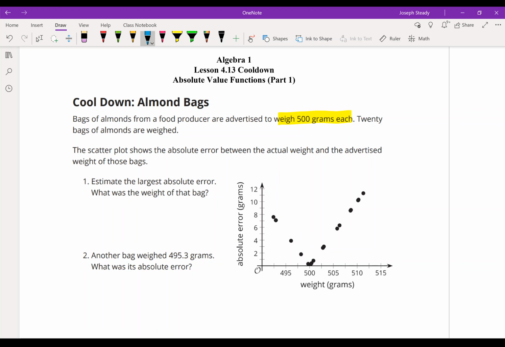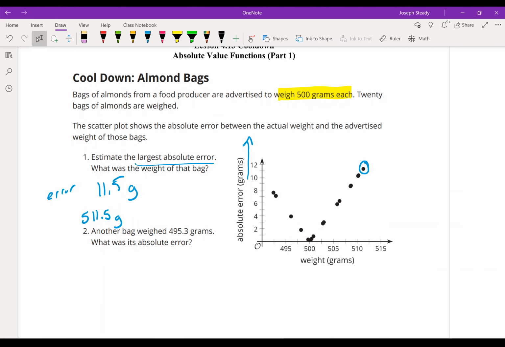So what they first want us to estimate is what was the largest absolute error. In other words, which time did the absolute error go up the highest? Well, if I look at this graph here, the largest absolute error happens with this bag right here, which if we eyeball that, it looks like it has an absolute error of maybe 11.5 grams or somewhere around there. And the weight of that bag, if I eyeball that down or do a quick calculation, must then have been 511.5 grams. It was a little too heavy, or maybe a lot too heavy.